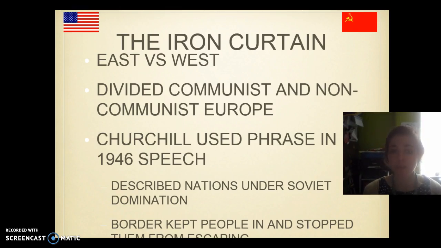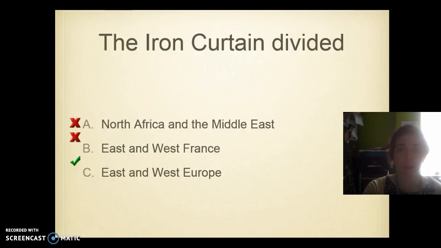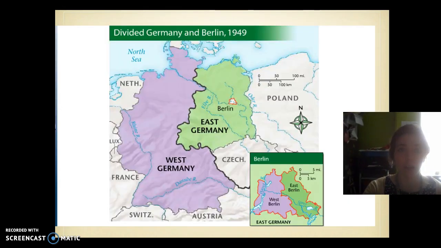Churchill uses this phrase in his 1946 speech, and he describes all the nations under Soviet domination behind the Iron Curtain. And I want you to think for class, why would he use the word iron? This is like a border that kept people in and out, because a lot of people were trying to escape the communist countries. All right, and this is where divided Germany is in Berlin. Okay, here's Berlin and divided Germany.